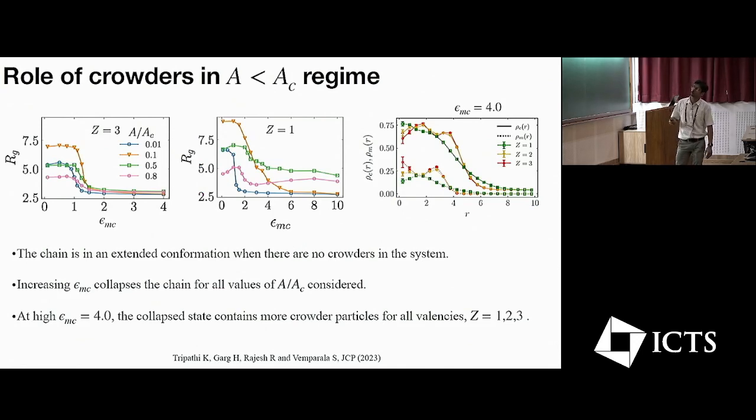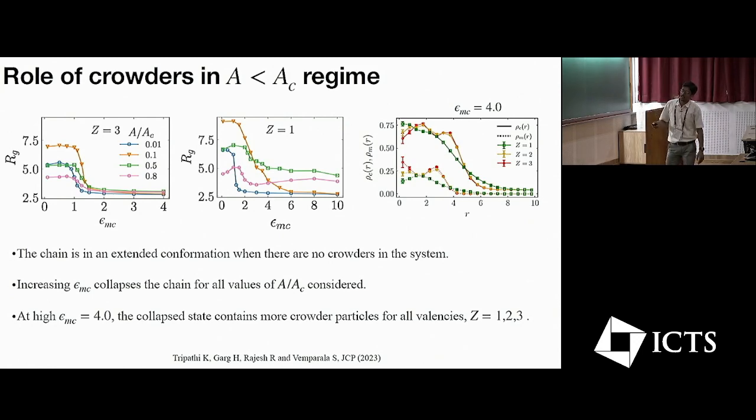So now what is the role of the crowder? We divide this into two regimes. When A is less than AC, the chain is in an extended structure when no crowder is introduced. We have worked with three different valencies of the counter ions, Z equal to 1, 2 and 3, and I'm showing 1 and 3 here. When there is no crowder, the interaction with the crowder is very low, and RG is in the regime of extended structure.